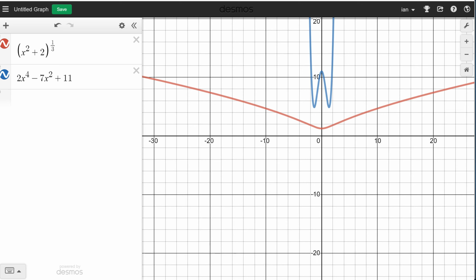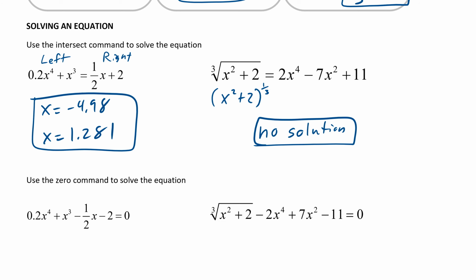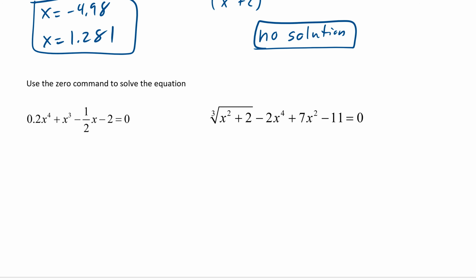So if they don't intersect, that means what we have here is no solution. It is possible that these are never equal. So there's your two answers. You're either going to get two answers because they intersect, or you won't because they don't. Okay. This is how you do it as a zero function.